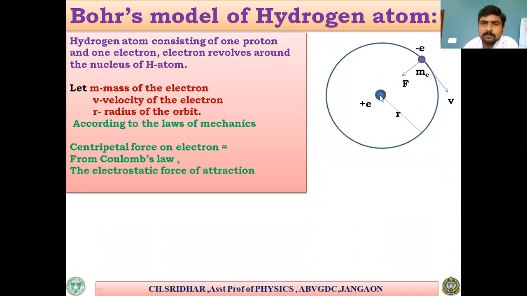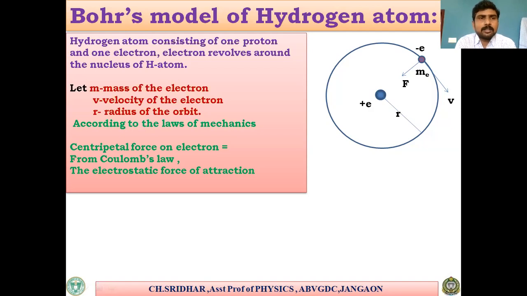This is the central proton having a positive charge, and there is an electron orbiting around the proton with a negative charge, and the mass of the electron is m_e. As it is orbiting around the proton, there is a force called the centripetal force. That centripetal force is directed towards the center, and the velocity of the electron is always tangential to the circular path. The hydrogen atom consists of one proton and one electron, and the electron revolves around the nucleus of the hydrogen atom.